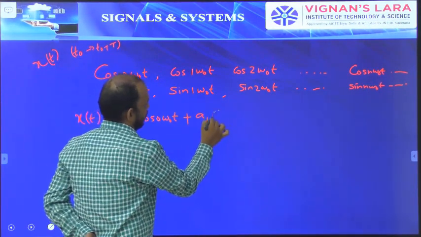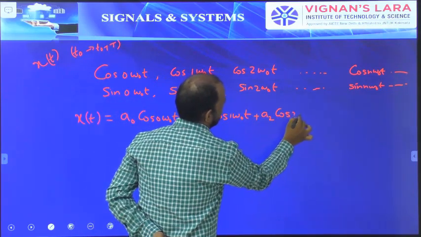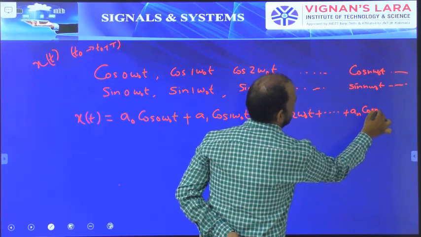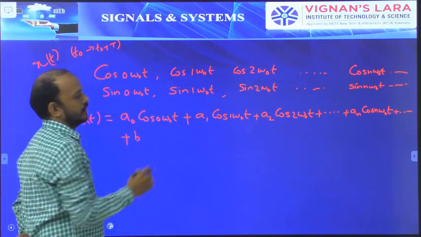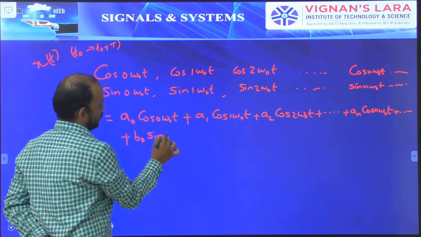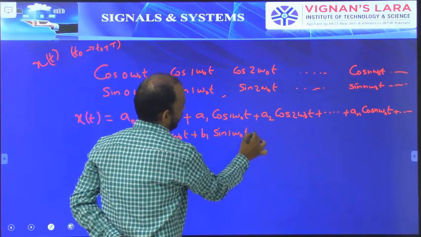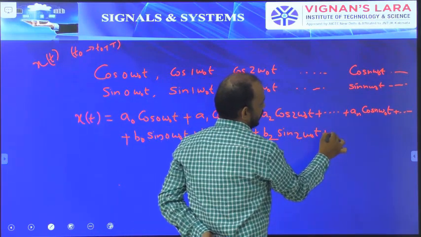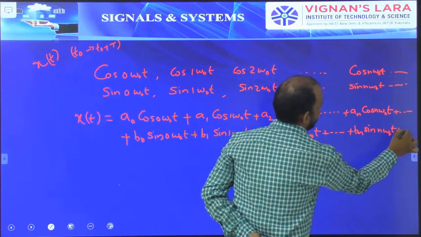Plus A1 cos 1 omega naught t plus A2 cos 2 omega naught t plus so on, plus An cos n omega naught t plus so on, plus B0 sin 0 omega naught t plus B1 sin 1 omega naught t plus B2 sin 2 omega naught t plus so on, plus Bn sin n omega naught t plus so on.